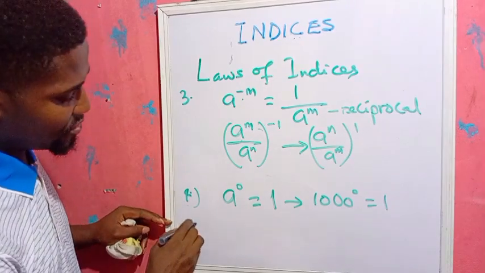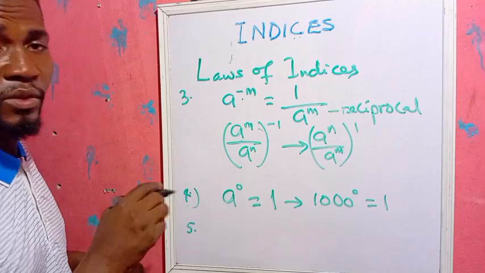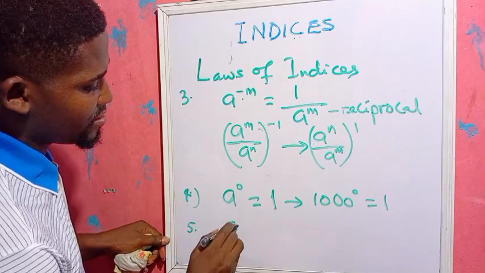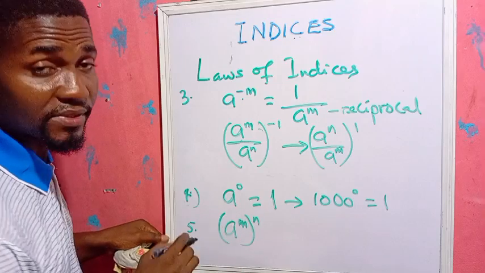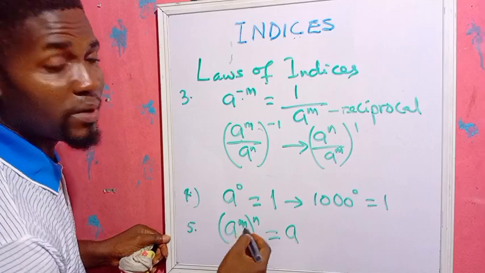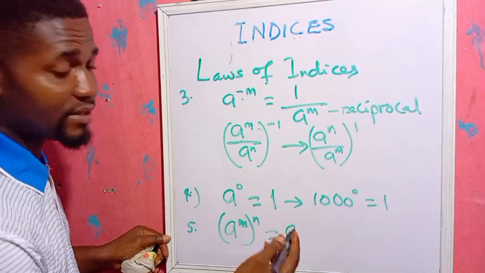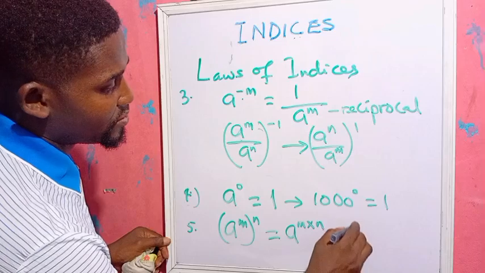Now, we have another one, another group. We are going to use all these to solve questions. We have a raised to the power m, brackets, n outside. This is the same as having a. These are two powers, but we'll have to multiply them out. So we have a raised to the power m times n equal to a raised to the power mn.